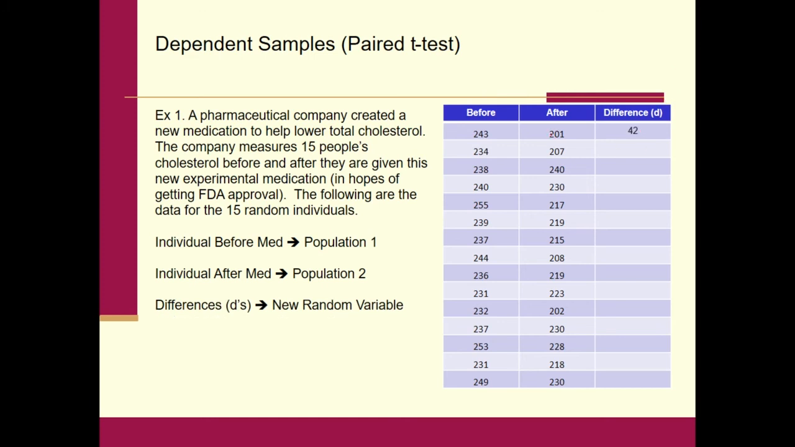So, like I said, for the first person, we had a difference of 42. For the second person, 27. Now notice here, the third person had a -2. Positives and negatives mean a world of difference here. It makes a big, big difference. Now I filled in the rest of the data there.